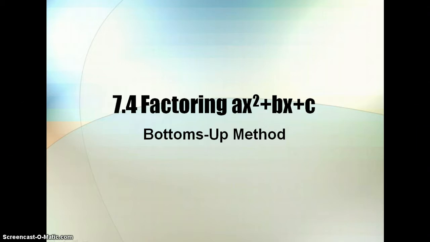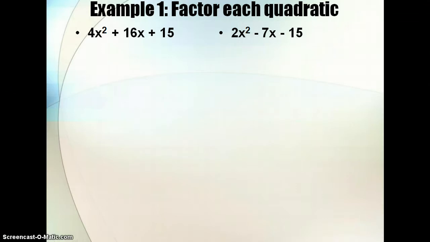and it uses a method called bottoms up, which is extremely similar to the x method. It actually starts out entirely the same. It's in the factored format that things slightly change. So our two examples are 4x squared plus 16x plus 15 and 20x squared minus 7x minus 15. So the first step remains the same as you would do with any of the other types of factoring.